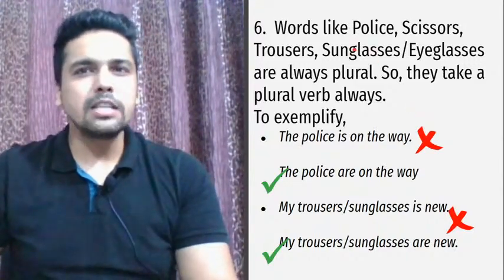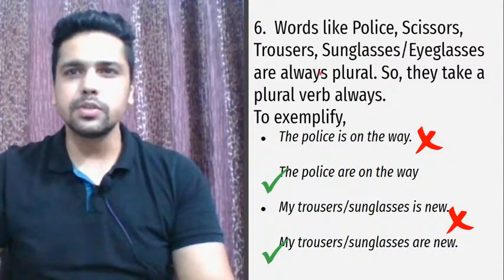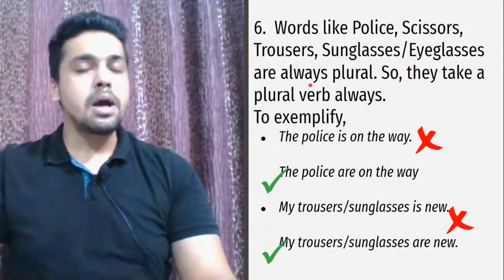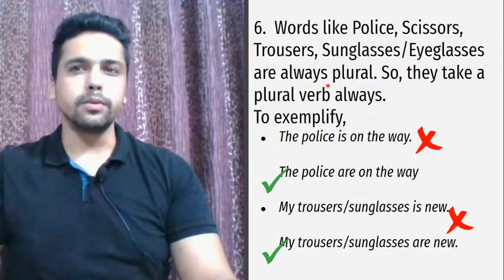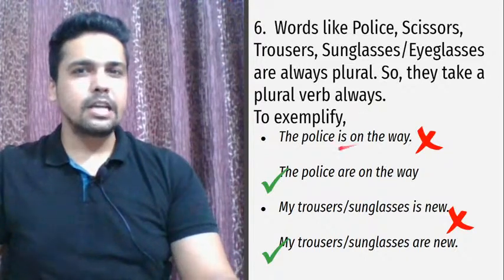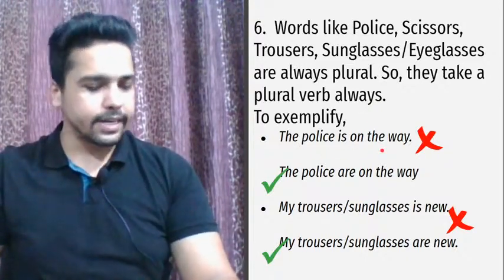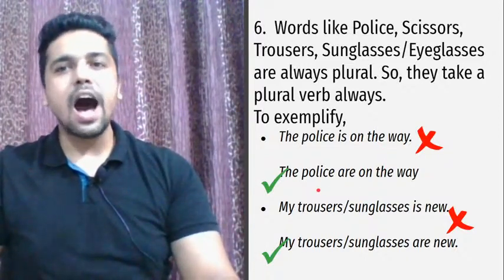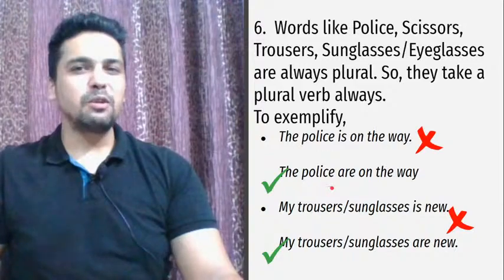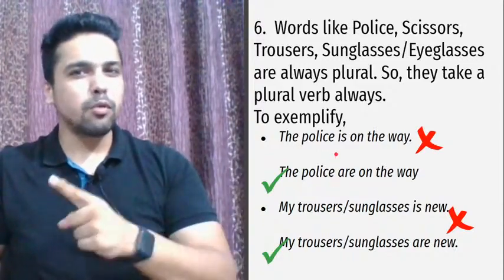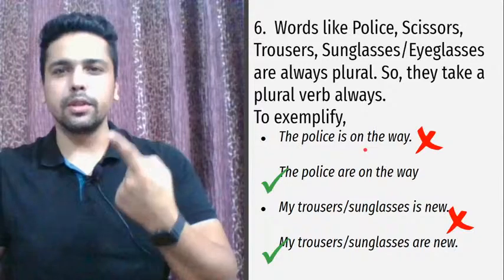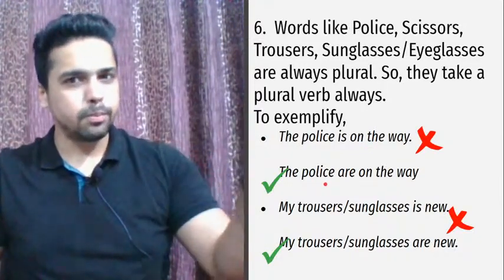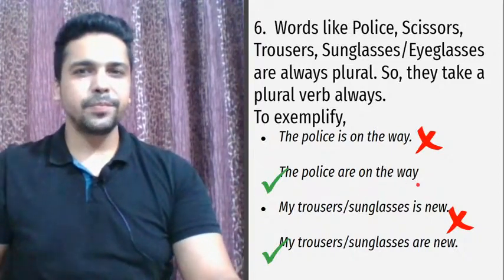Look at this. Words like police, scissors, trousers, sunglasses, eyeglasses are something that we use in our daily conversation very often. Pay attention here: these words are always plural, so they always take a plural verb. So, the police is on the way. This is incorrect. The correct form is the police are on the way. Now we usually talk about the police here. If you want to say the policeman, then of course you will say is on the way. But here, why are we using are? Because we're talking about the entire group. The police are on the way.